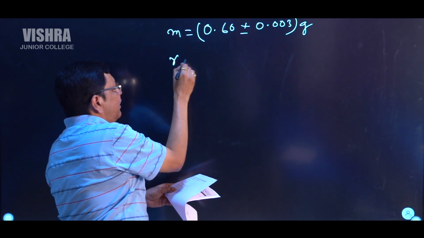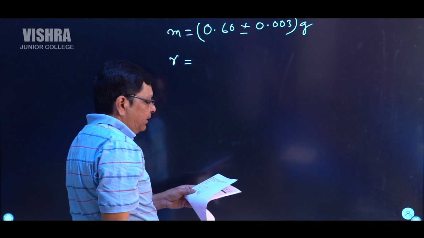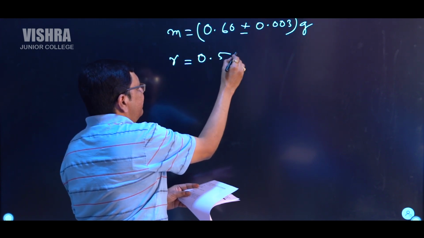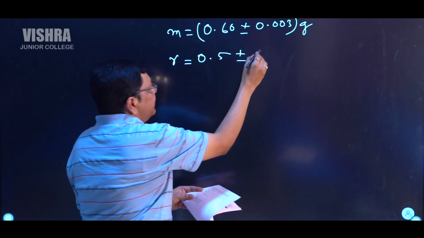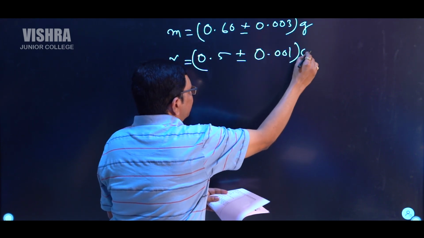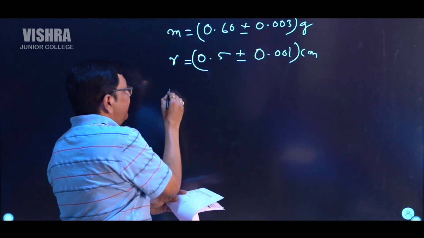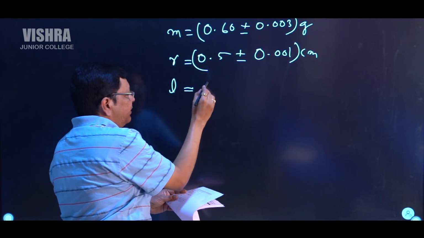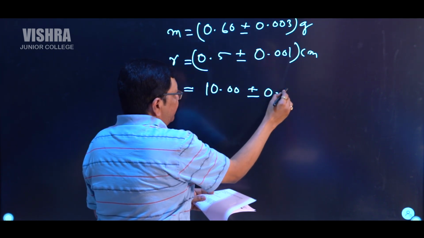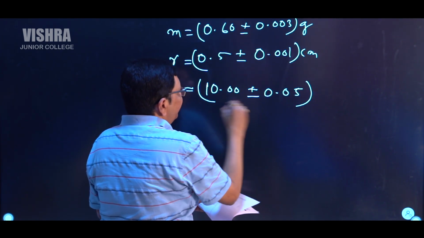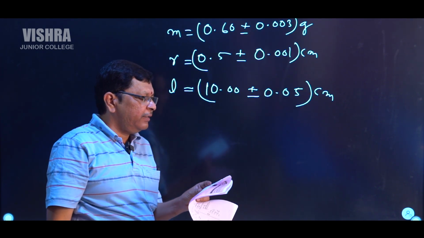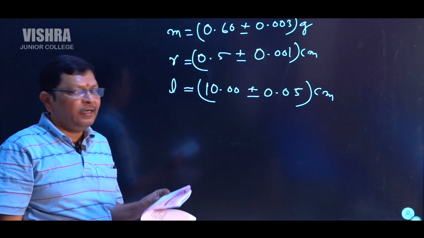The object is like a cylinder. The radius of the object is 0.5 plus or minus 0.001 centimeter, and the length of the cylinder is given as 10.00 plus or minus 0.05 centimeter. The question is to find the percentage error in the measurement of the density of the wire.